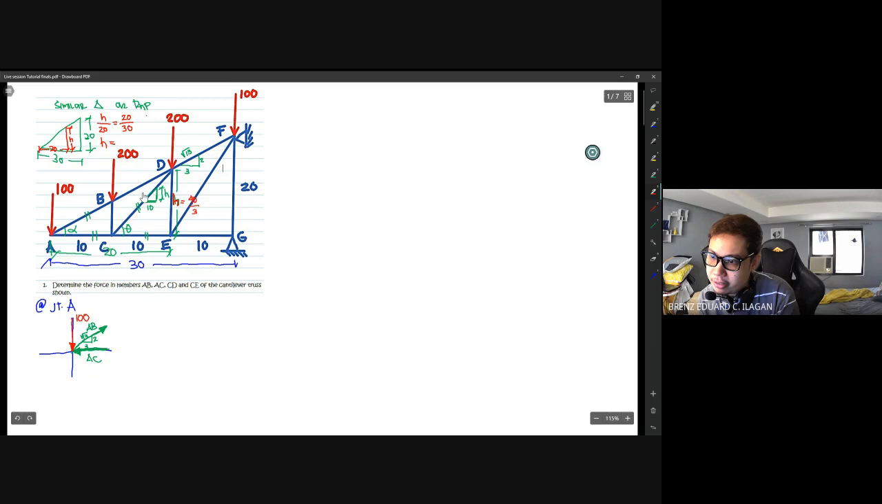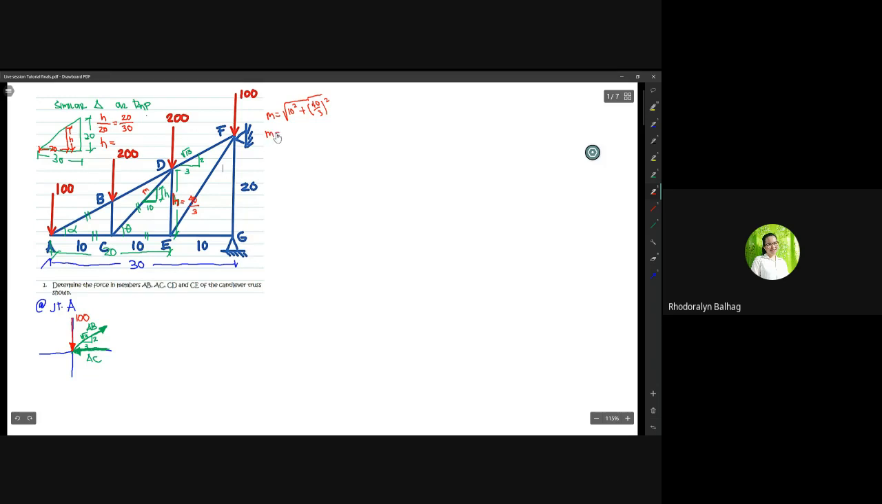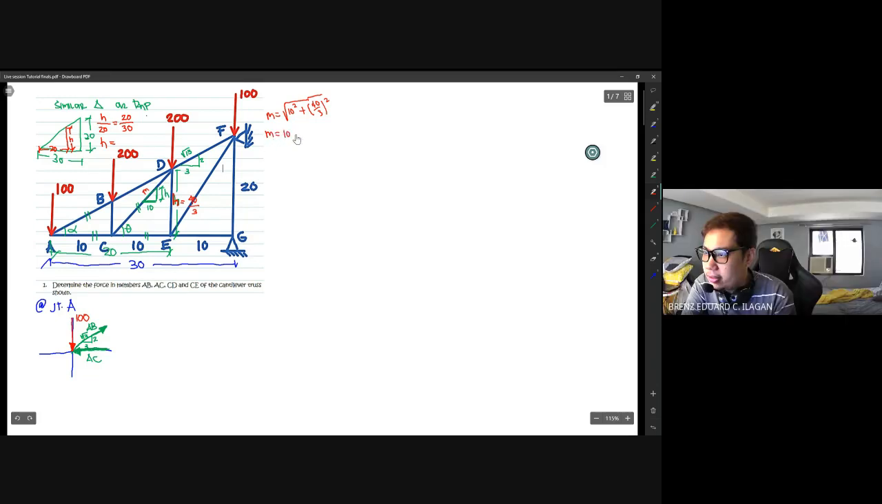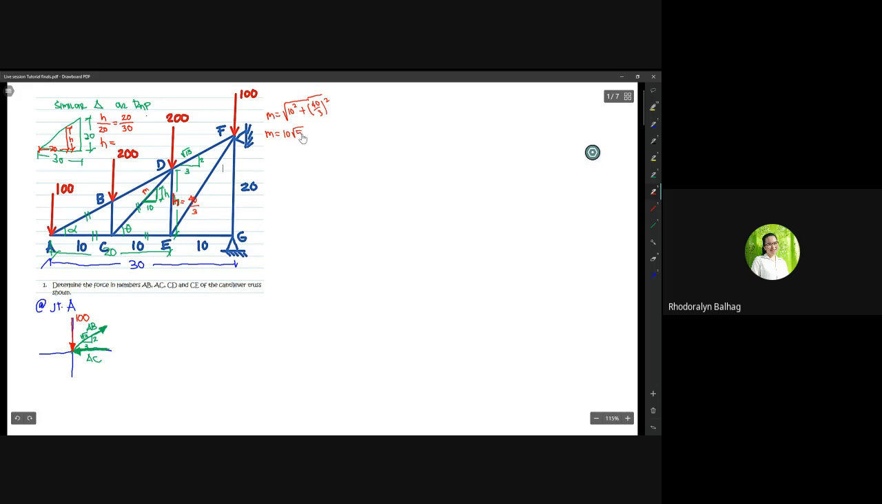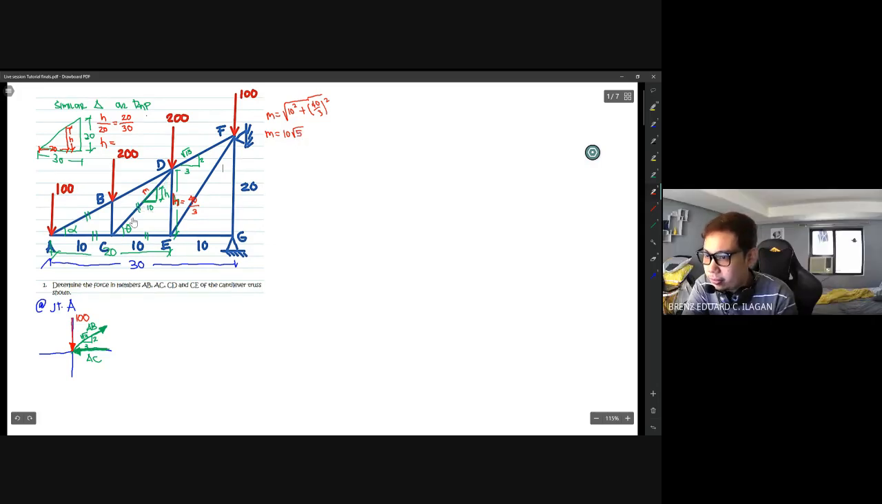Kailangan ko lang mahanap yung value dito. So gawin ko to as m. Ano yung value ng m na yan? So again, ang m can be computed as square root of the base na 10 squared plus yung h which is 40 over 3 squared. Ano po yung value nito sa algebra? 10 square root of 5. So 10 square root of 5. Okay, so nakuha? So ayan.